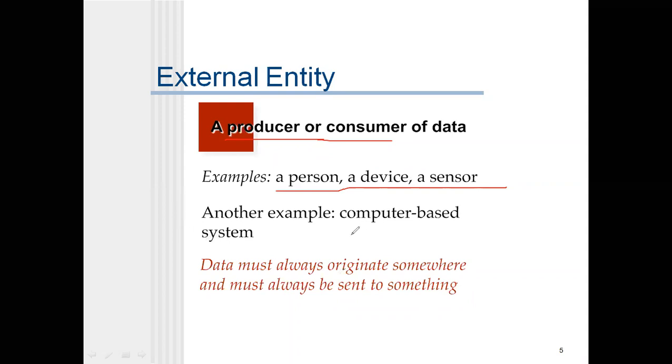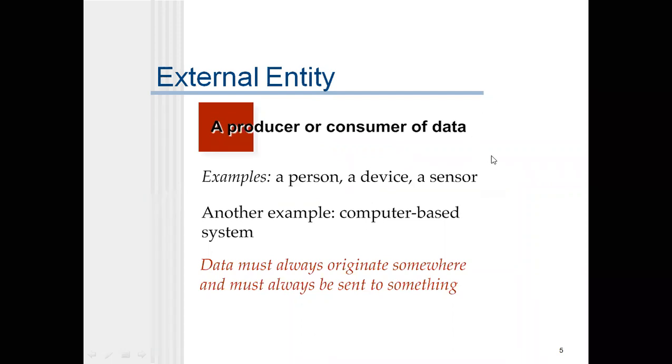Another example, a computer based system. So a person, device, or sensor, or it may be a computer based system. Anything which produces the data or consumes the data is called an external entity here. Data must always originate somewhere and must always be sent to something, right?